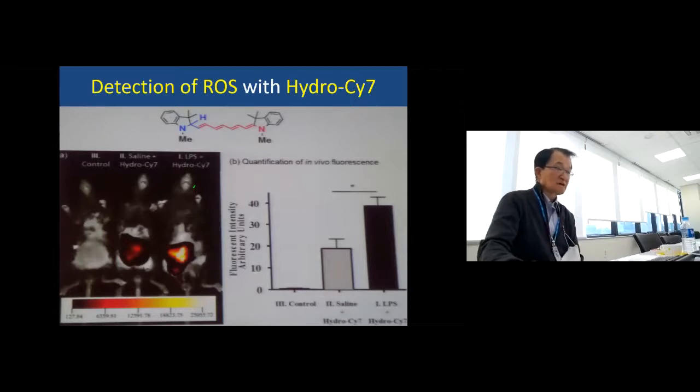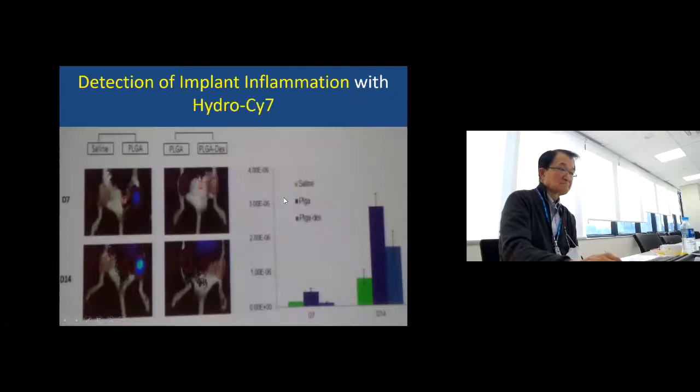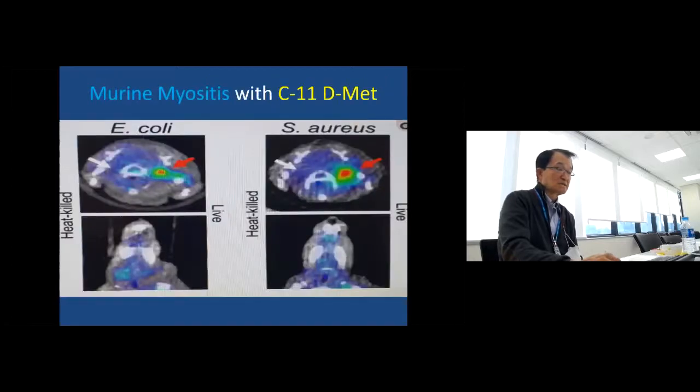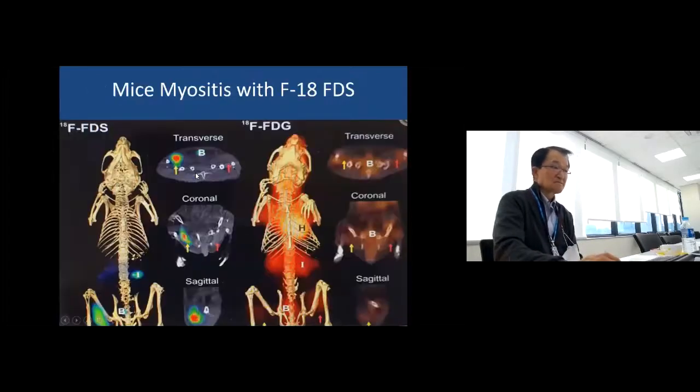So any disease with these reactive oxygen species is well known. By utilizing this label, I can detect hypoxia related to inflammation. All of this has been reported. Myositis utilizing C11 methionine, protein synthesis, also showed uptake. So it's non-specific.